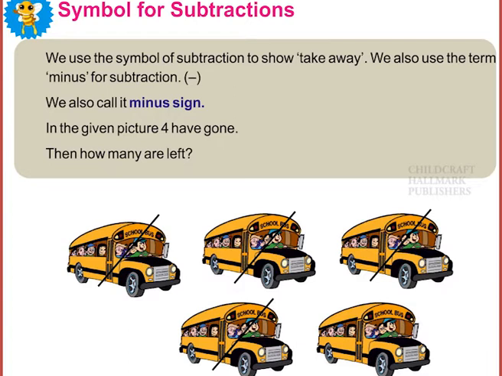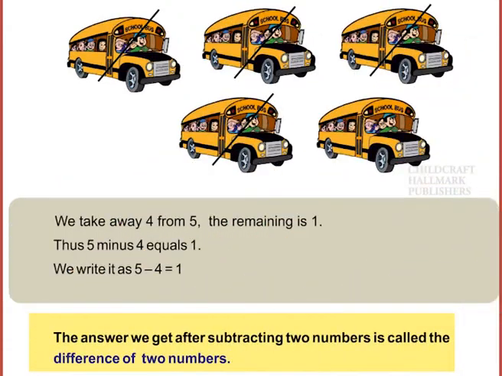In the given picture, 4 have gone. Then how many are left? 1. We take away 4 from 5. The remaining is 1. Thus 5 minus 4 equals 1. We write it as 5 minus 4 is equal to 1.